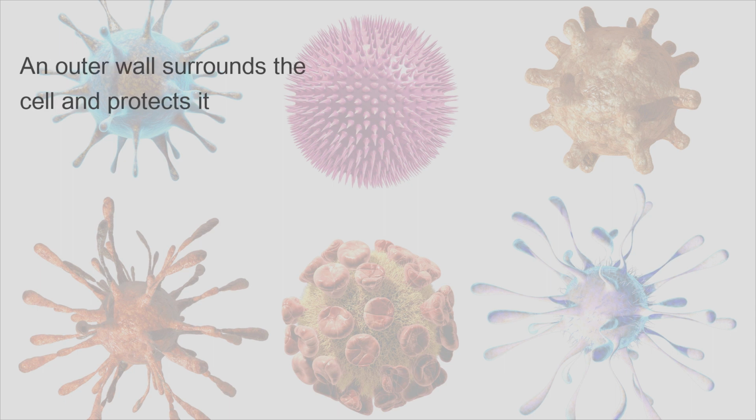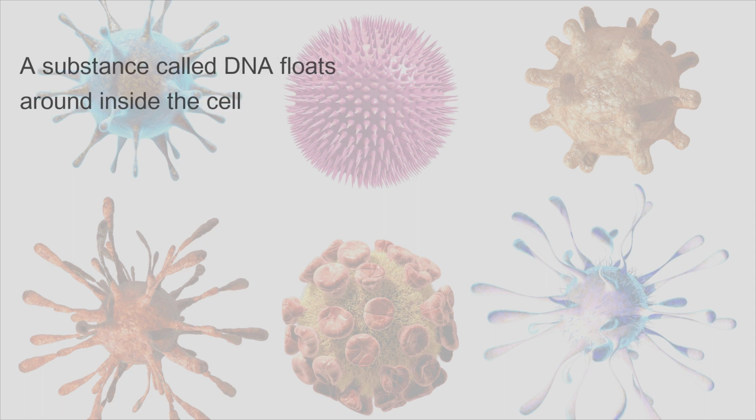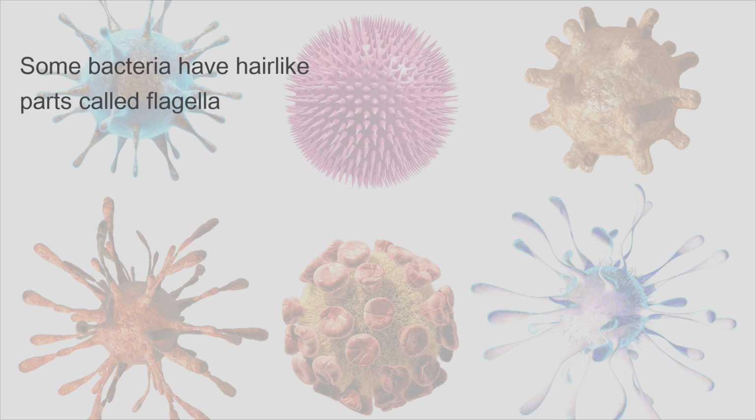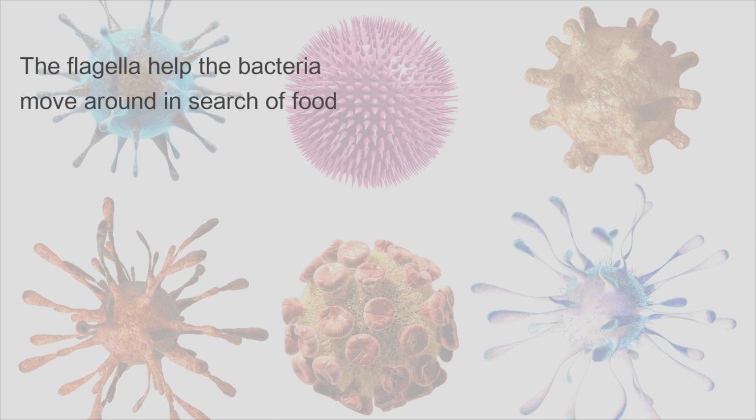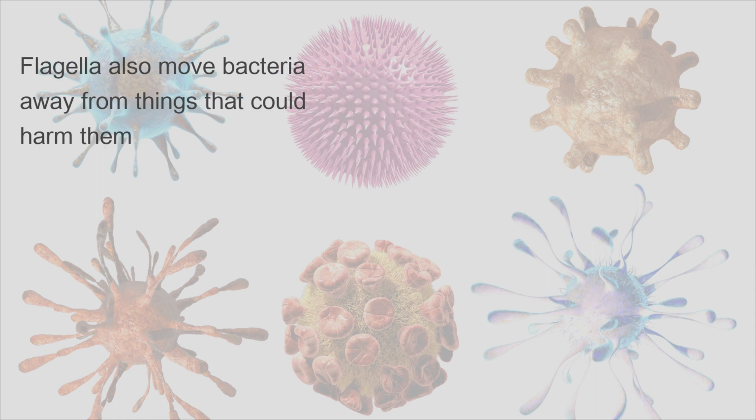An outer wall surrounds the cell and protects it. A substance called DNA floats around inside the cell. Some bacteria have hair-like parts, called flagella. The flagella help the bacteria move around in search of food. Flagella also move bacteria away from things that could harm them.